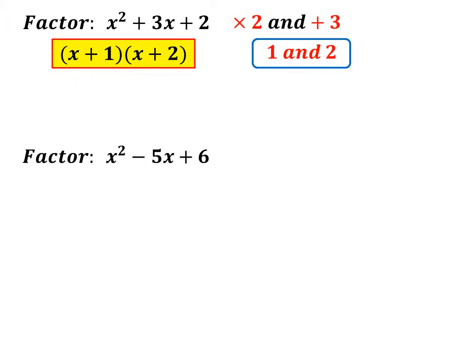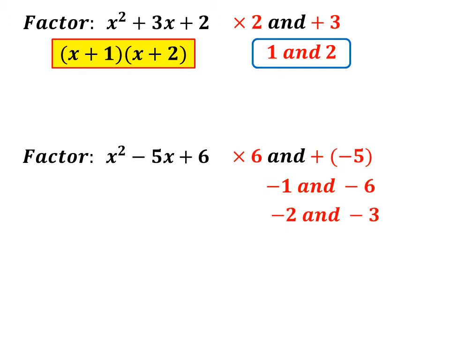Here we're going to factor x squared minus 5x plus 6. Our constant term is positive, our linear term is negative, so we're looking for two negative numbers. Okay, we're looking for what we can multiply together to get 6 and add together to get negative 5. We can try negative 1 times negative 6, which gives us 6, but that would give us negative 7 when we add them.